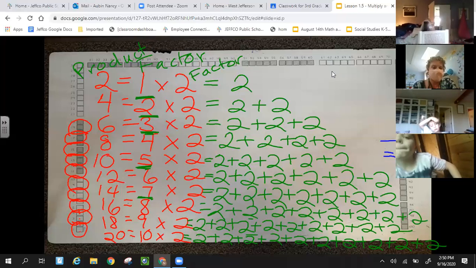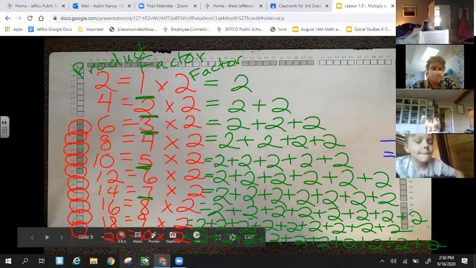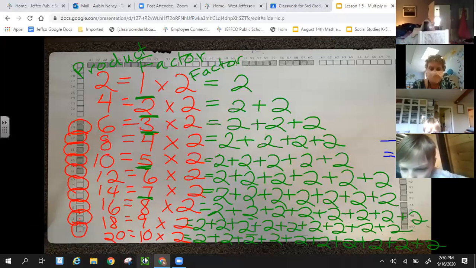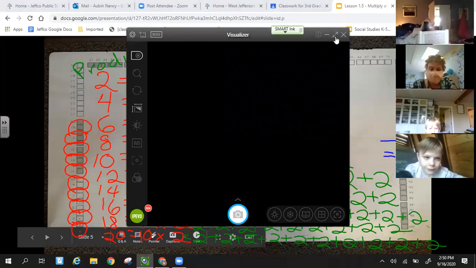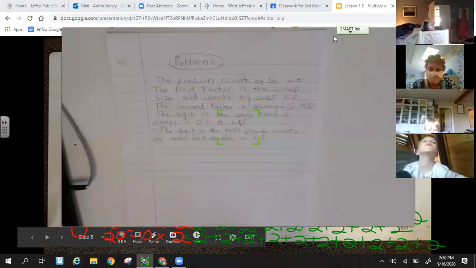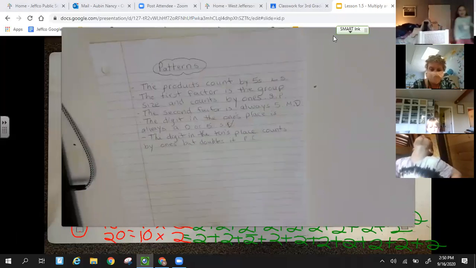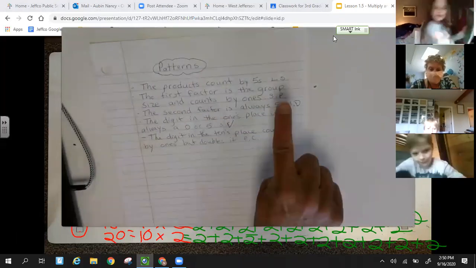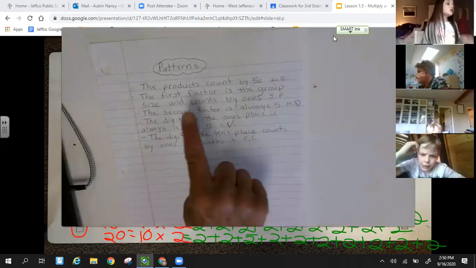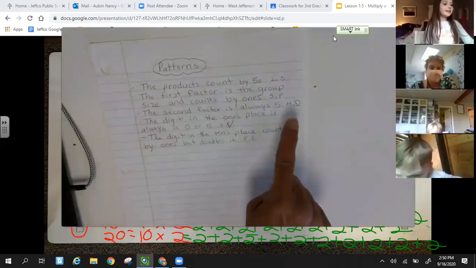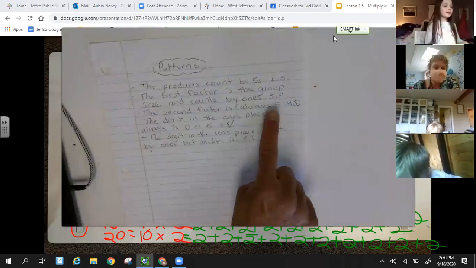I'm going to share my, I don't want to erase this, so it's going to look a little weird. Let's see if it'll let me do this. Yeah, it will. Okay, so this is what we came up with when we talked about our fives. The products count by fives. Lucas told us that. Then we heard from SP. Who's SP?